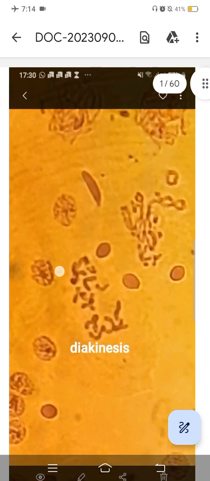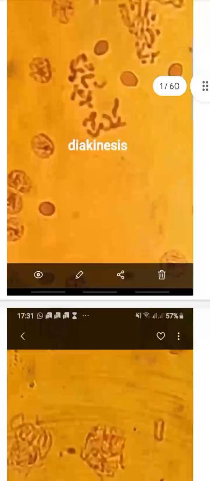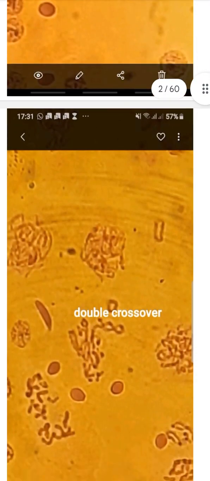Here we could see a picture which depicts the diakinesis stage. That means V-shaped structures are there. Then this is a picture of meiosis. So the second one, double crossover is happening.